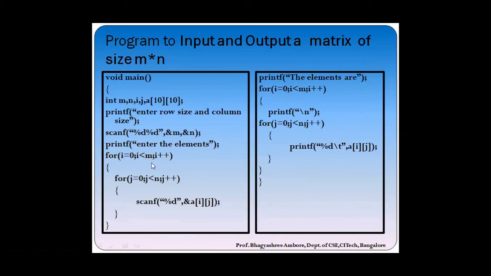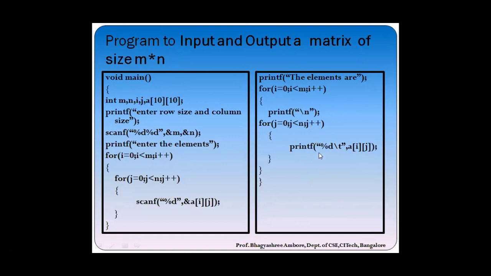Everything is the same. Where you have M, you have to replace it by P. Where you have N, you have to replace it by Q. Where you have A, you have to replace it by B. Everything, the line, the loops, everything remains the same. Only the size of the row has to be changed, the size of the column has to be changed, and the name of the array has to be changed to read the other matrix.